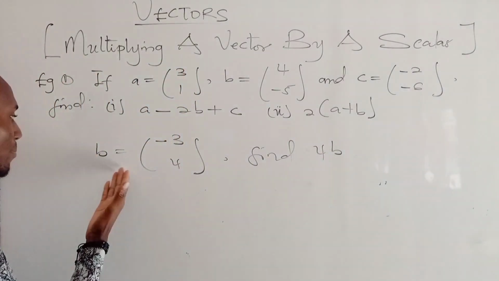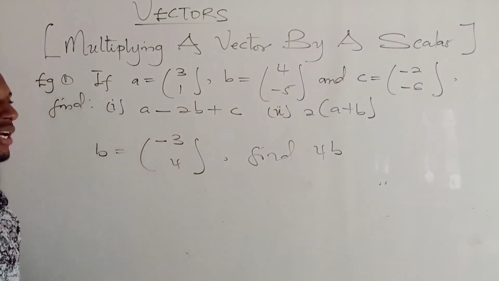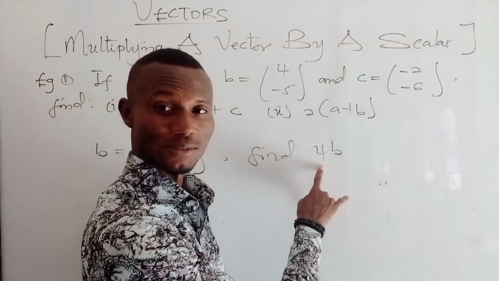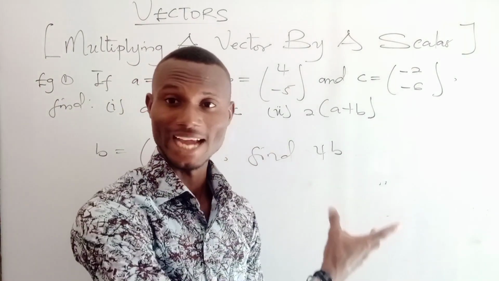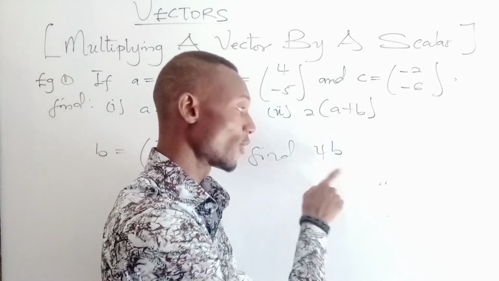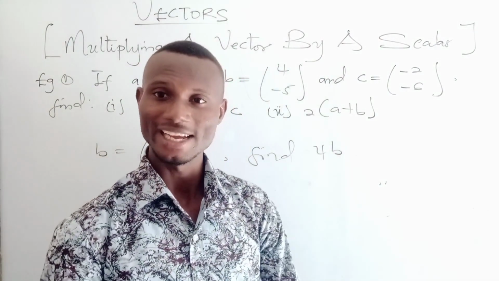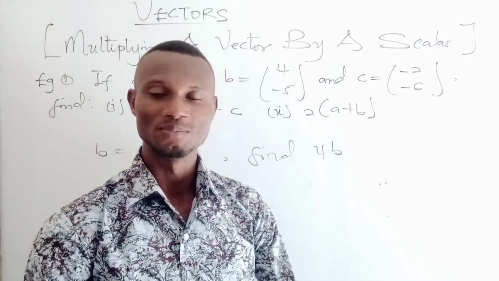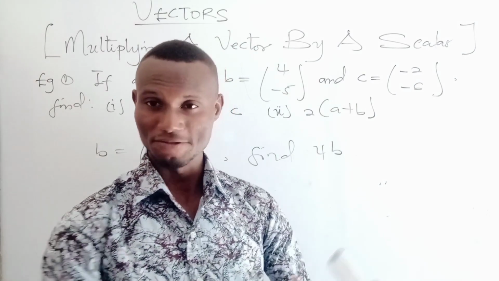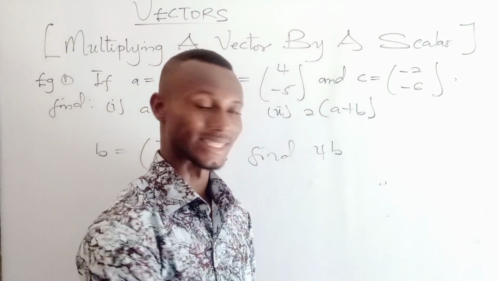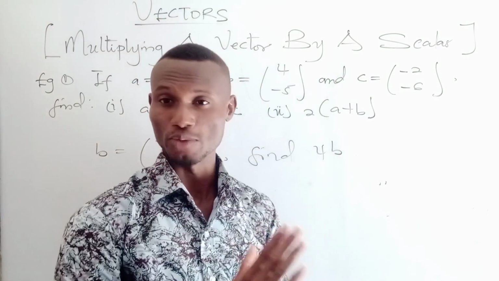So I have the vector b equals -3, 4, and I'm being asked to find 4b. The 4 is multiplying the vector b, so the 4 here is a scalar. Don't forget, a scalar is any number or variable that is multiplying a vector. So the 4 here is the scalar multiplying the vector b. I hope you understand.